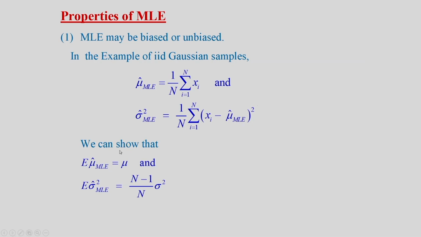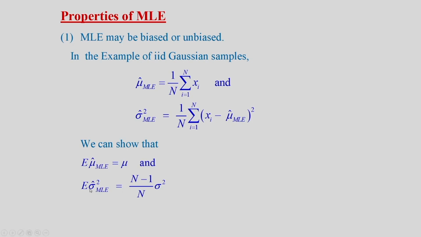Now we can show that if I take the expected value of this, on the right hand side I have to take the expected values of each xi, and the xi's are IID, so each will have the same mean. Therefore, we can show that the expected value of mu hat MLE is equal to mu, the true parameter. So mu hat MLE is an unbiased estimator.